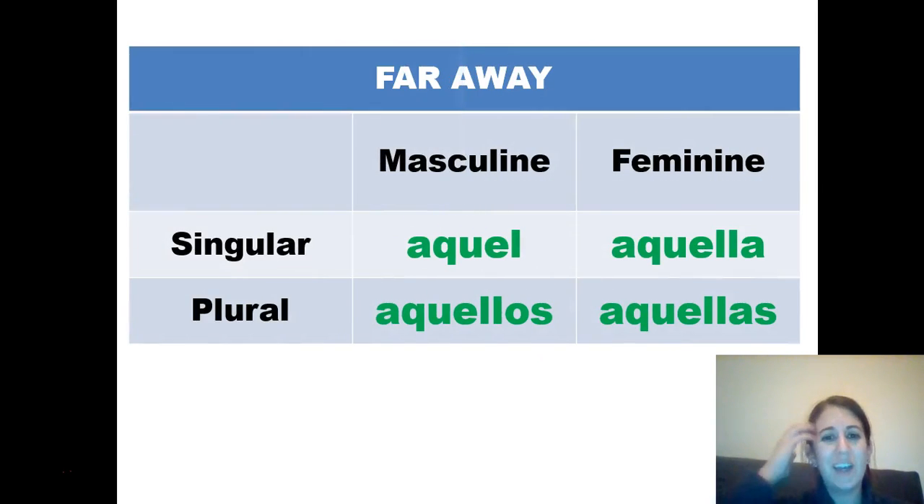And then in Spanish, if we're talking about something that's way far away, then we've got aquel, aquella, aquellos, or aquellas. And aquel and aquella, they also mean that. And then aquellos or aquellas means those. And again, we're just emphasizing that that distance is far away from the speaker.